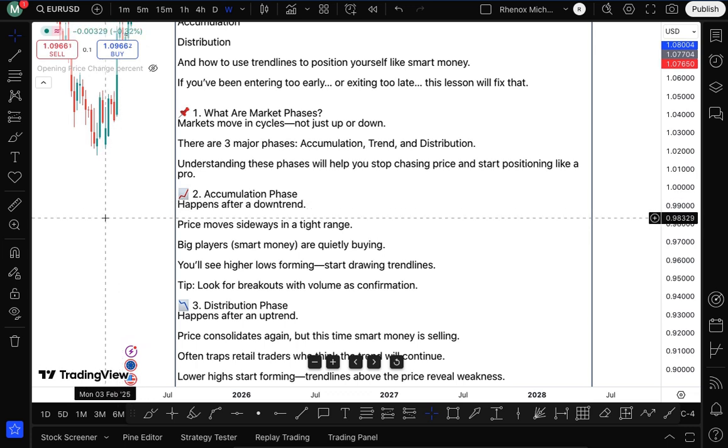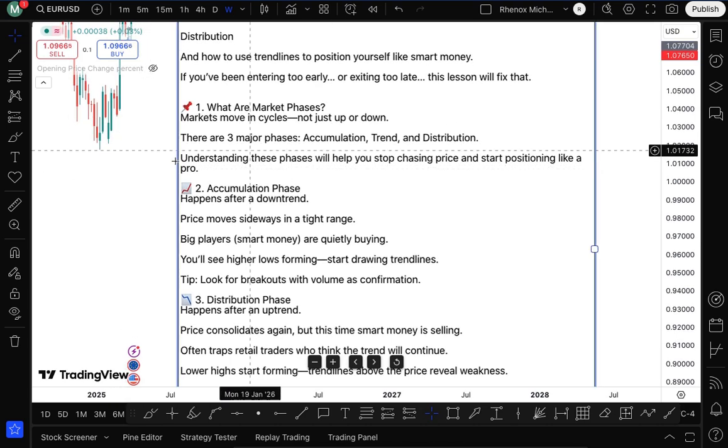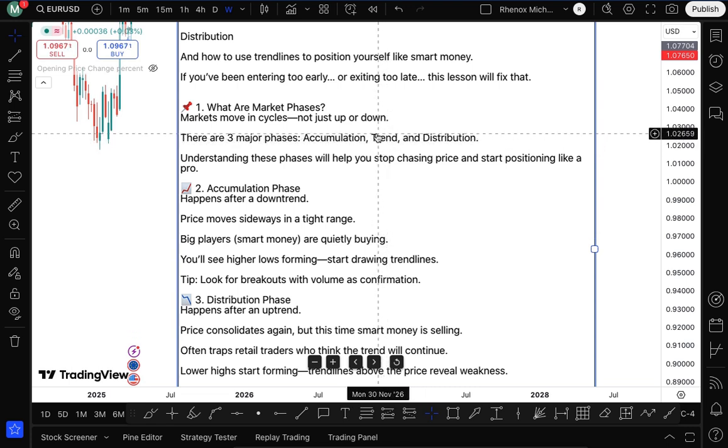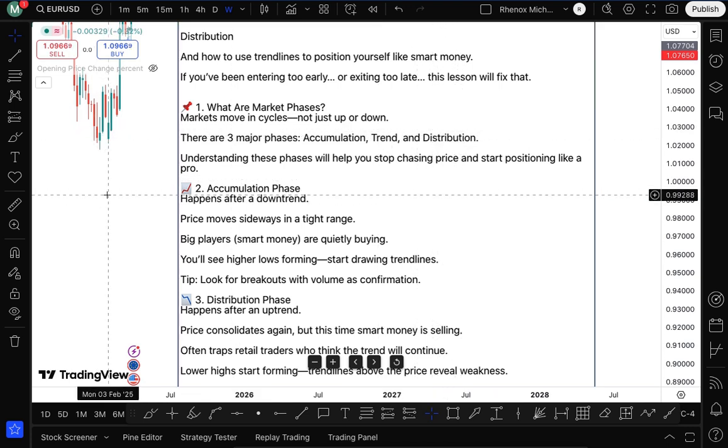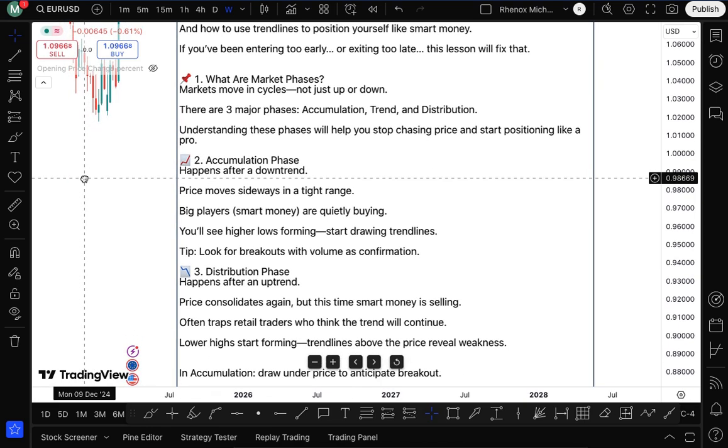So now, the three major phases of price are the accumulation, the trend, which is the pro trend or downtrend, the pro trend mostly, and then we have the distribution. All right, now understanding these phases will help you to stop chasing prices and start positioning yourself like a pro trader. So do well to listen tight.